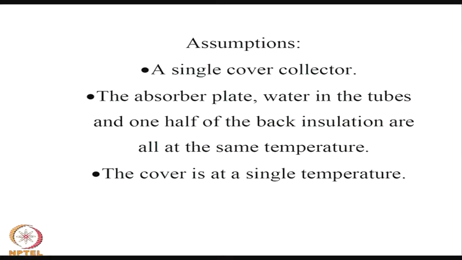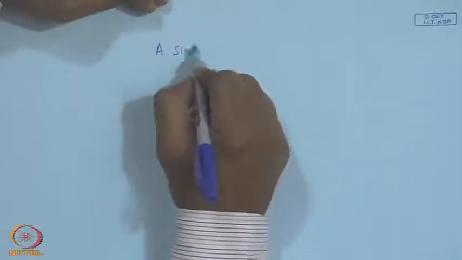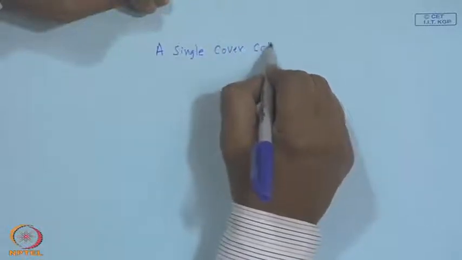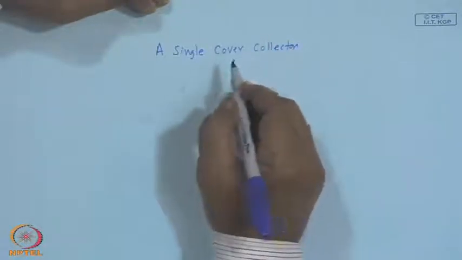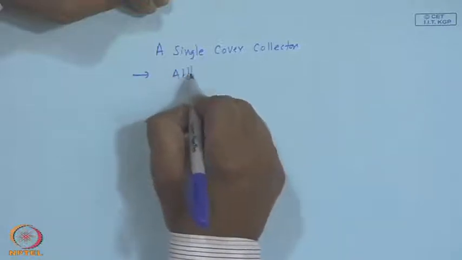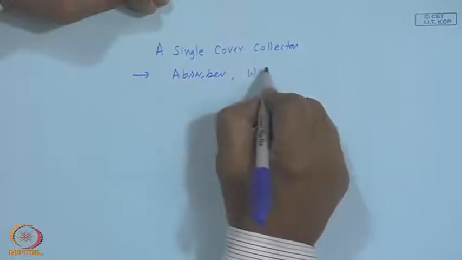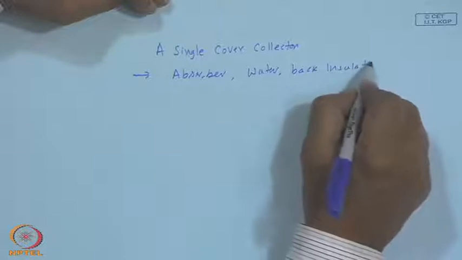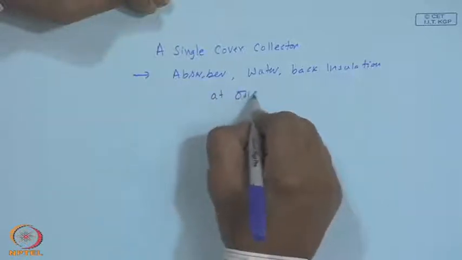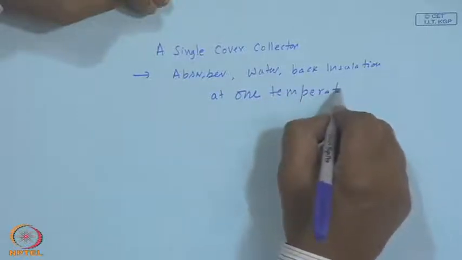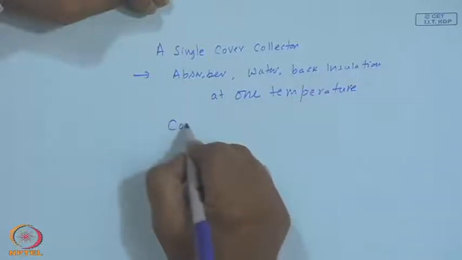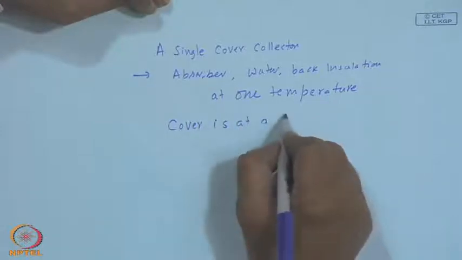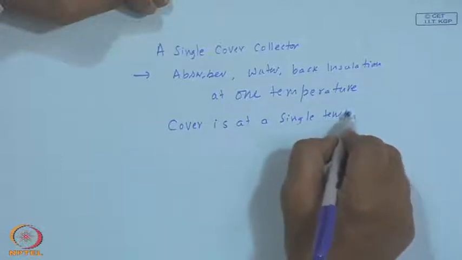So, we assume a single cover collector. Then we lump the absorber, water in the tubes, and one half of the back insulation to be at one temperature. The cover is at a single temperature. This is an assumption that we have been commonly making. In other words, we distinguish the glass cover as one unit and the rest of the collector as another unit.